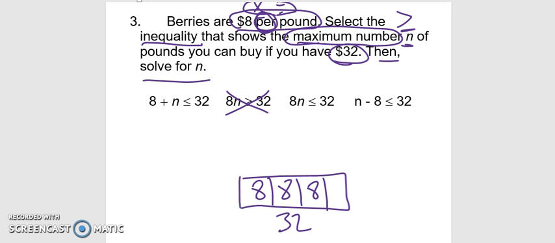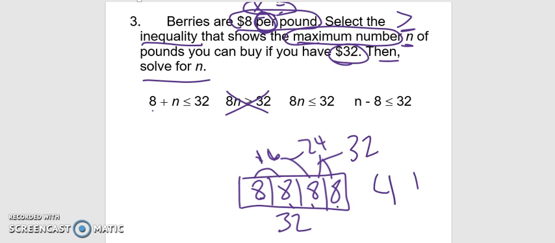I know that 8 plus 8 is 16. I know that 16 plus 8 is 24. And I know that 24 plus 8 is 32. So I'm not going to be adding because my answer has to be 1, 2, 3, 4 pounds. And 8 plus 4 is 12, not 32. 8 times 4 is 32, so that could be my answer.